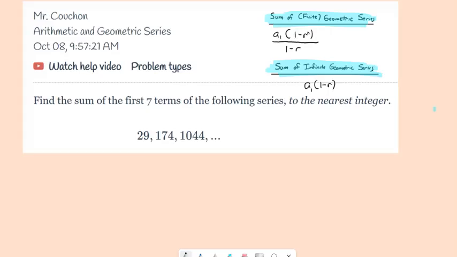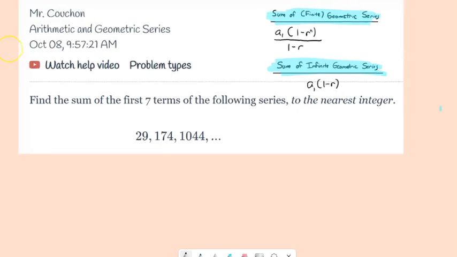Now let's see what happens when we have a geometric series. There's two formulas for geometric series. One is finite, which means it ends, and the other is infinite, which means it doesn't. They want us to find the first 7 terms of the following series to the nearest integer.